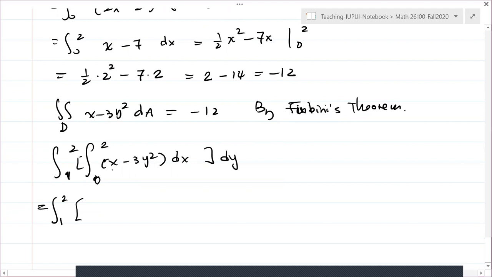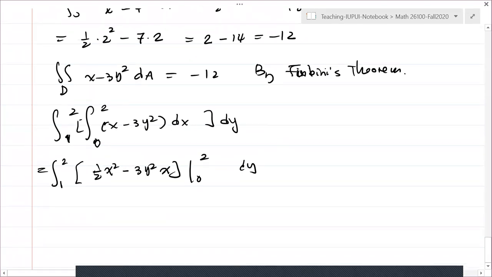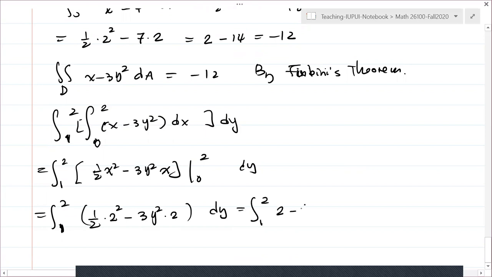x antiderivative is half of x squared, and the 3y squared times x, from 0 to 2, and then dy. All right, so now plug 2 for x. I don't need to plug 0 because if you plug 0 for x, you get 0. So let's simplify a little bit: 2 minus 6y squared dy.